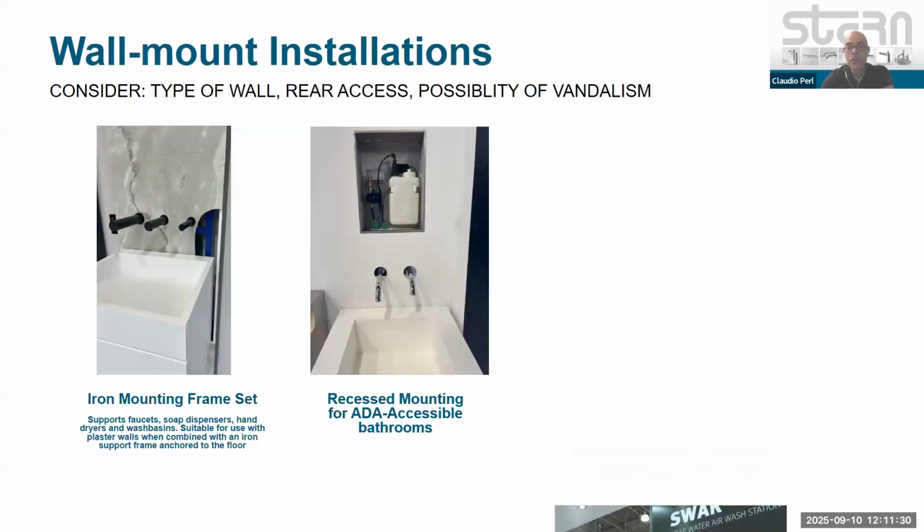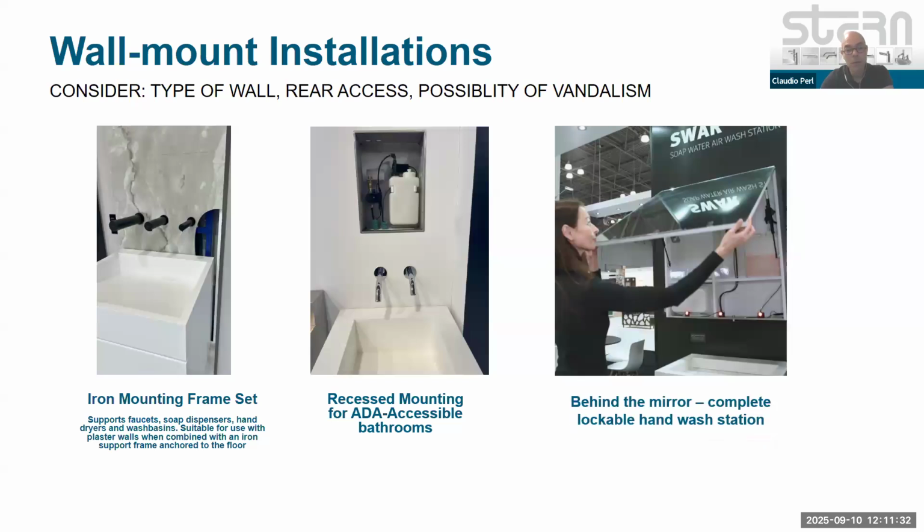When it comes to installation, one of the challenges for interior designers or architects or those who are specifying a project is the wall-mounted installations. In this case, the technology allows you to select the right type of installation based on your wall. If, for example, you have a plaster wall and you need to anchor the products on the floor or on the ceiling, you can select the iron mounting frame sets, which allow you to hang on the iron frame the soap dispensers, the faucets, and the hand dryers, as well as the wash basin.